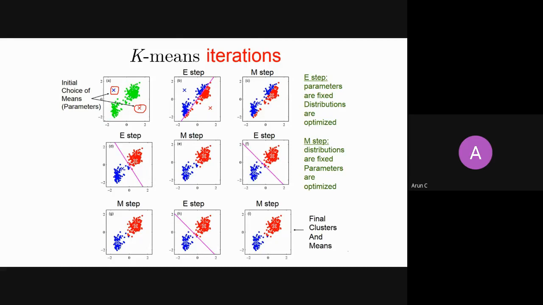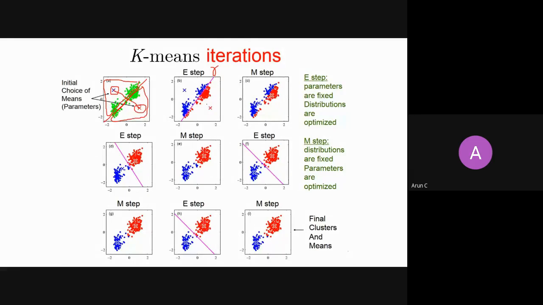If you bisect the line somewhere here, all these points belong to this cluster, and the points above this line belong to that cluster. That's why they are shaded in blue and red. So this is the assignment of R. We have found out which cluster my point belongs to.